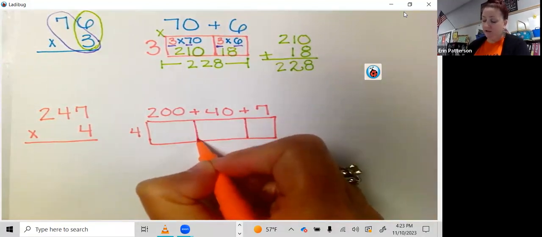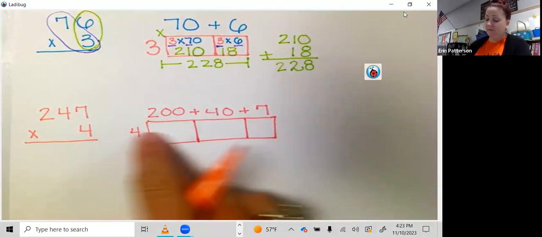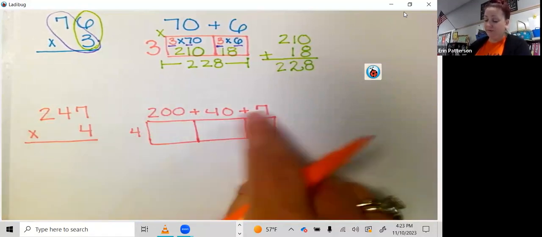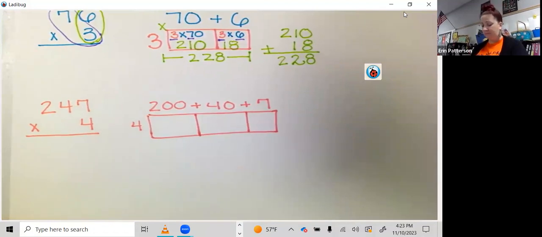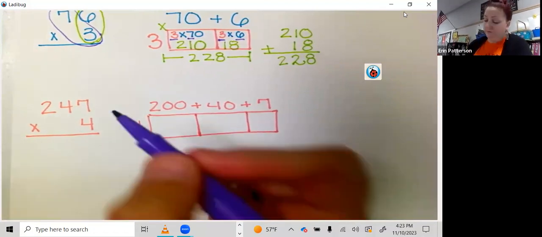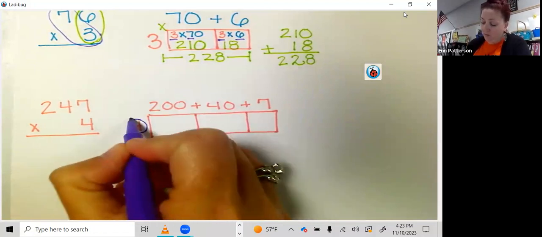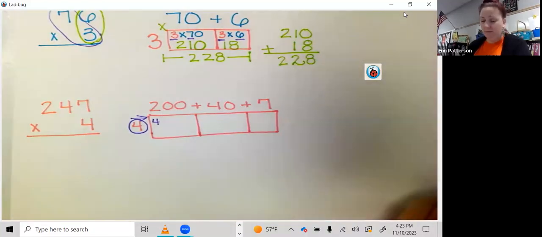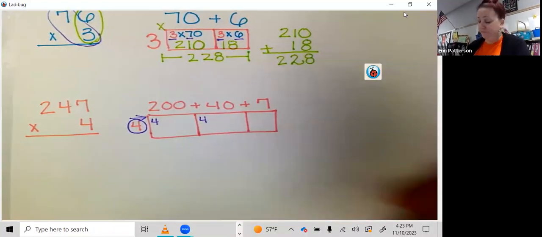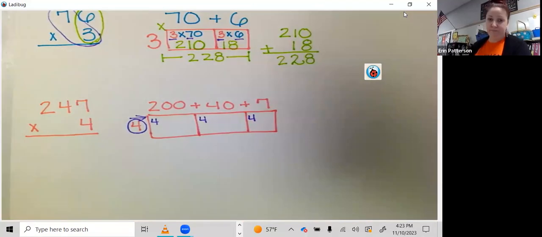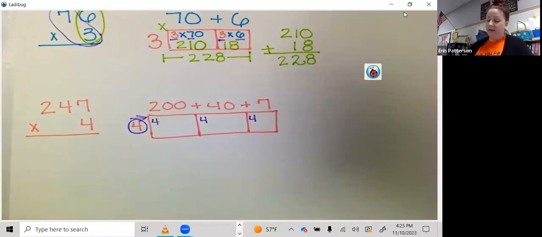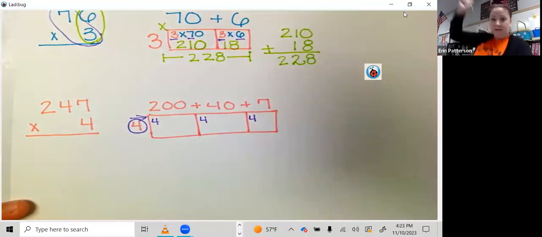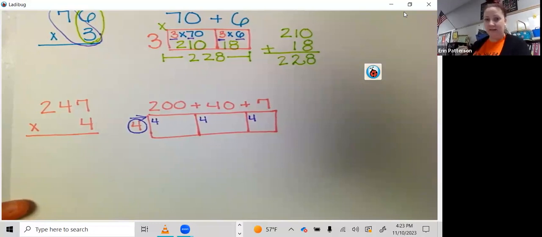I'm drawing my boxes just so I can see that 4 will be multiplied times each one of those. 4 is going to walk over in each box. 4, 4, 4. Each one of these is going to fall down into their box. You know, when Mario hits it, the coins fall in and he collects them.